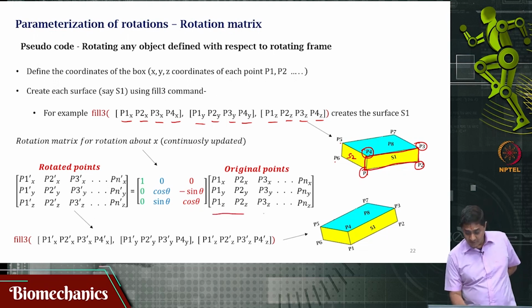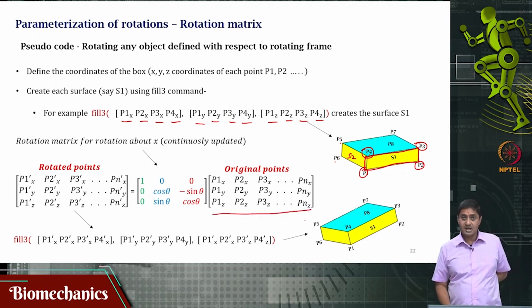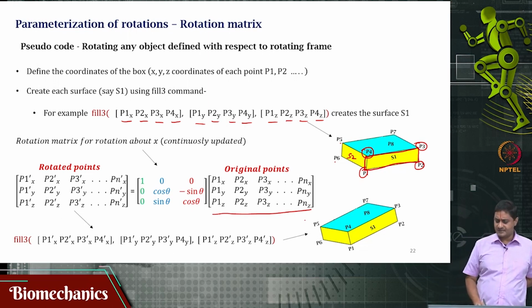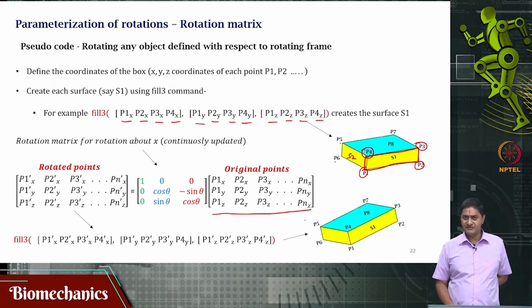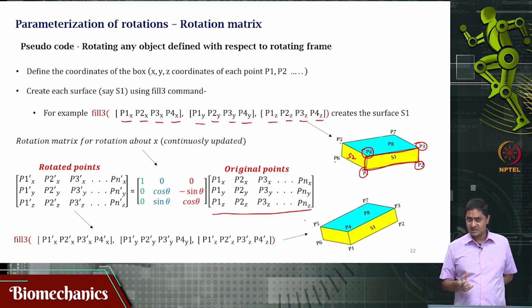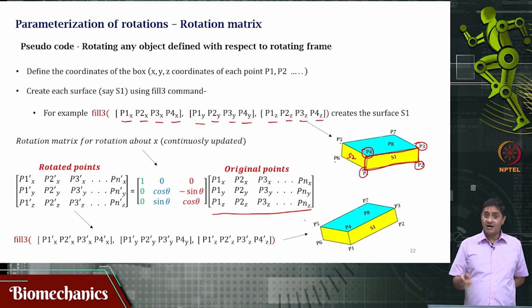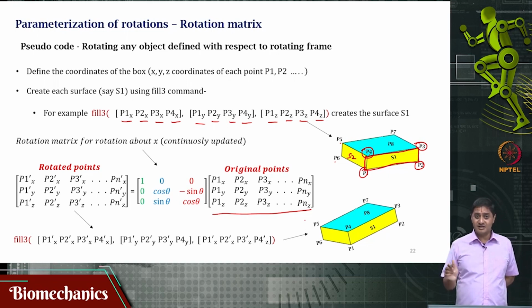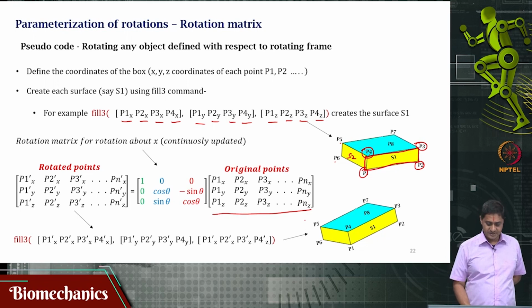And these are the original points, the original points of interest. How many different points are there to define this object? How many surfaces are there? There are 6 surfaces. How many different points are there? There are 8 vertices for this cuboid. There are only 8 vertices and I need the coordinates of these 8 vertices. By the way, it need not be a regular object like a cuboid. That is not necessary, but you still need the coordinates of all the vertices of interest. So these are the original points and then I continuously update theta.